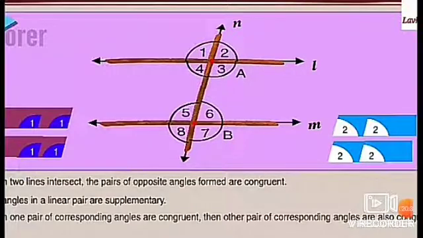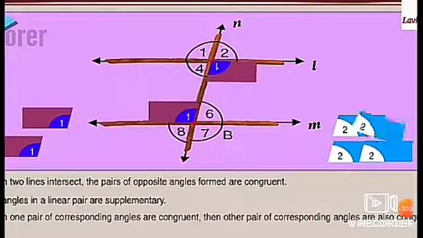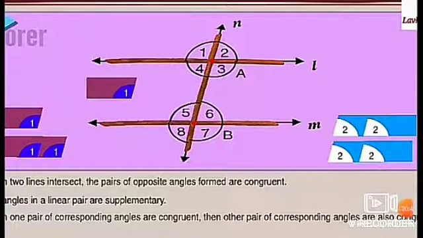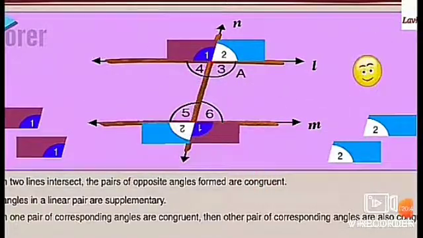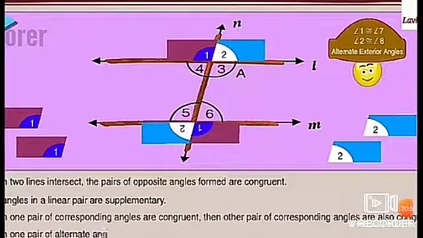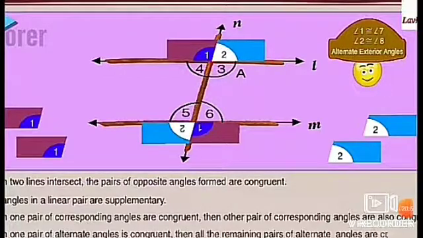Can you identify the alternate angles by placing the colored papers? Yes, these are the alternate interior angles. Yes, these are the alternate exterior angles. Very good. This means when one pair of alternate angles is congruent, then all the remaining pairs of alternate angles are congruent. We have verified the fourth property also.